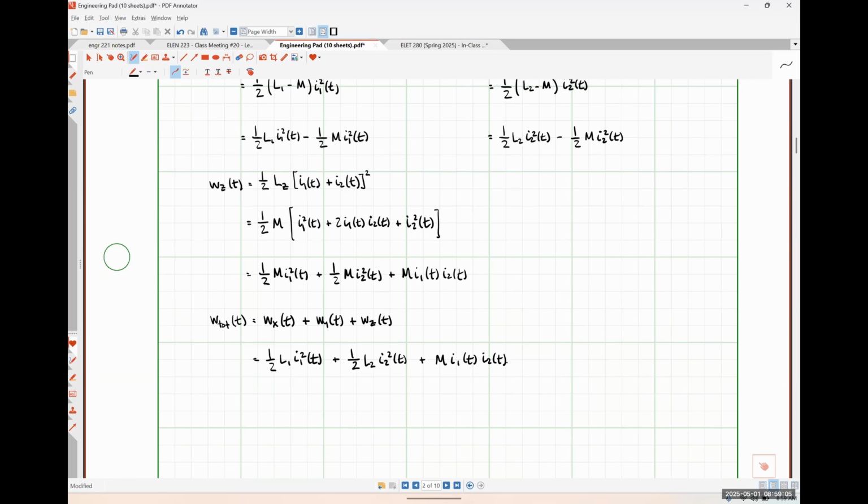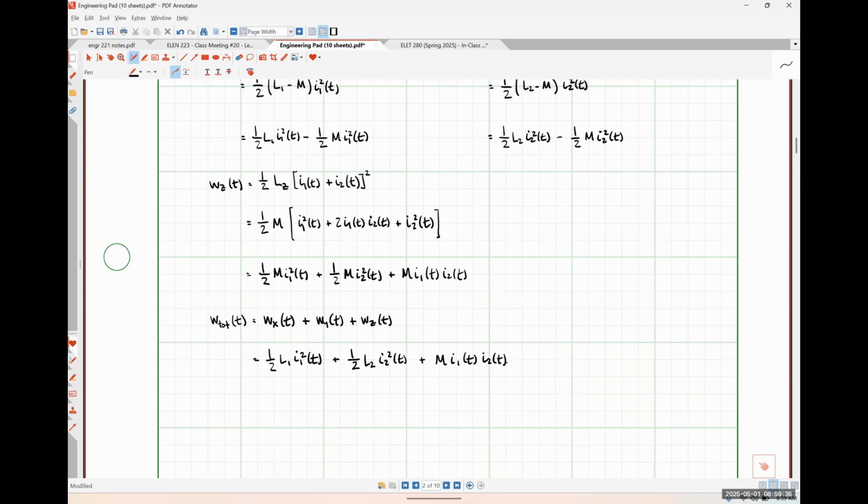So we derived this with our currents flowing into our dots. So if we had a case where the current was flowing into an undotted terminal, or one of the currents was flowing out of the dot, what do you think would wind up happening? Which part? Or all of it? Just the M. Exactly right.